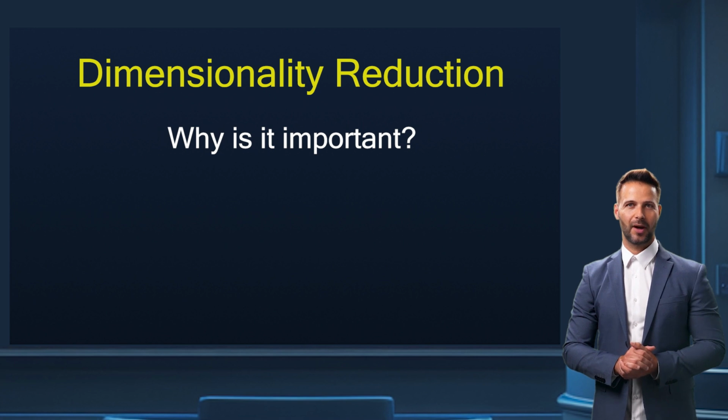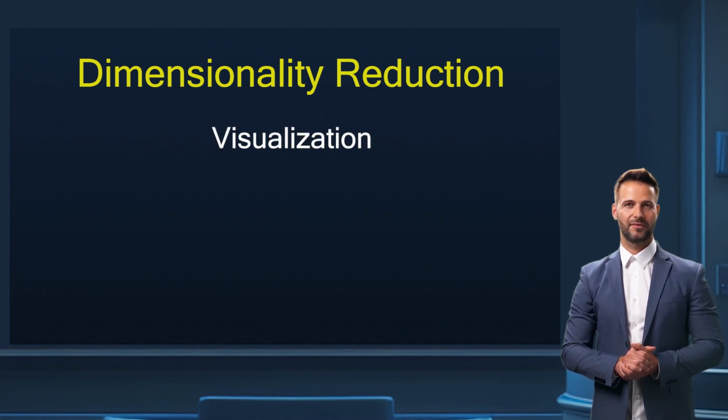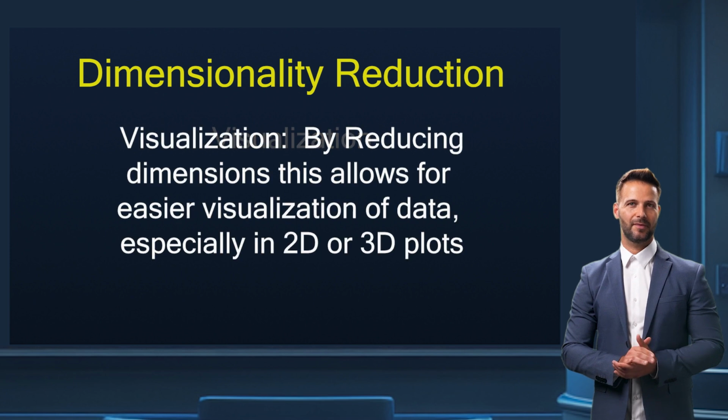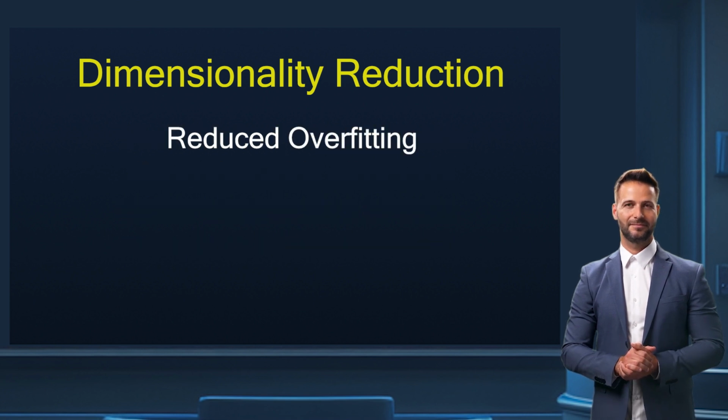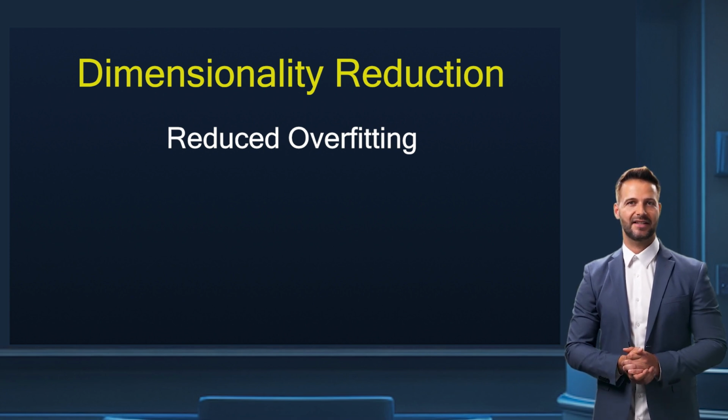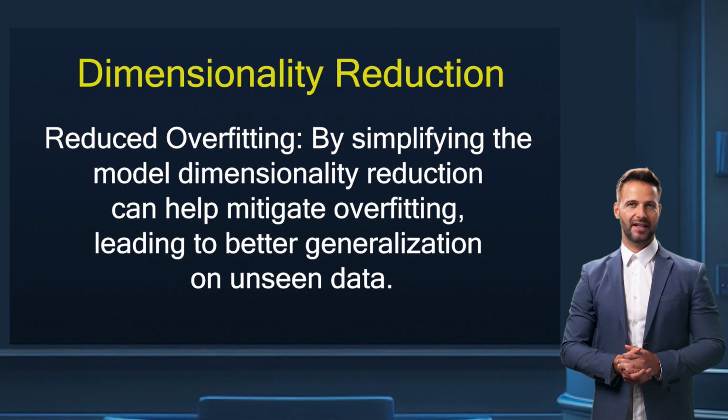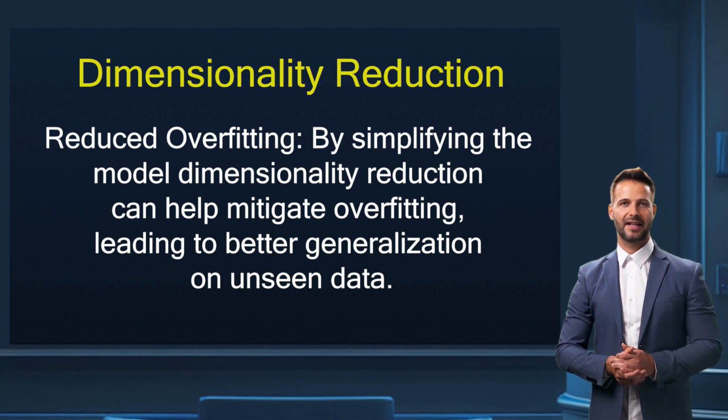So let's talk more about why dimensionality reduction is important. Well, one, it improves visualization. By reducing dimensions, this allows for easier visualization of data, especially in 2D or 3D plots. And two, reduced overfitting. Remember, overfitting is when the model trains on the training data so well it kind of memorizes it, and so it stinks at new data. By simplifying the model, dimensionality reduction can help mitigate overfitting, leading to better generalization on unseen data.